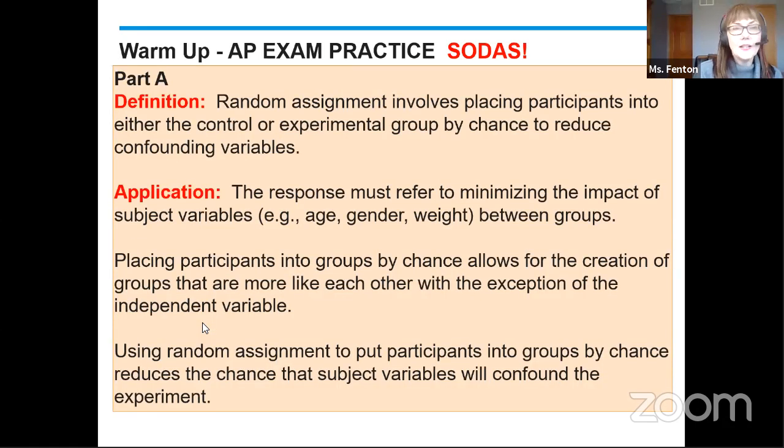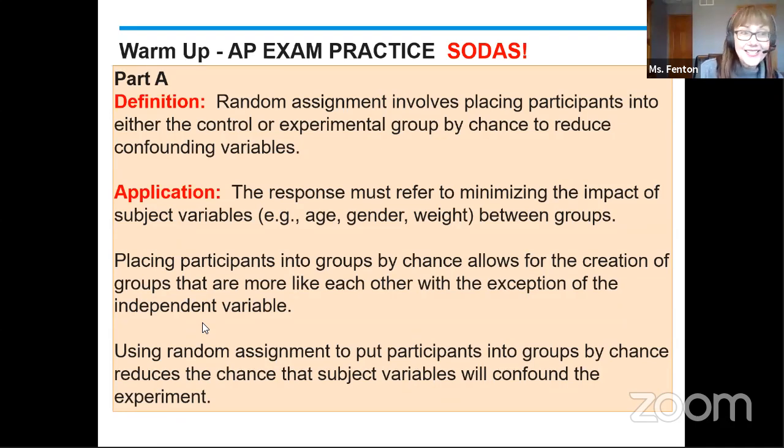So for part A, the term was random assignment. Random assignment involves putting participants into either the control or the experimental group by chance to reduce confounding variables. The application would be that the response has to refer to minimizing the impact of the subject variables. So it's basically what random assignment does. The reason why you would use it is that it establishes control. Placing participants into groups by chance allows it to be that the only difference between the two groups, of course, is the independent variable.